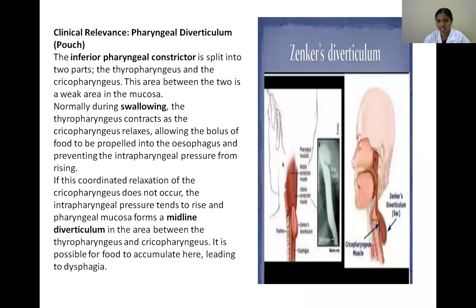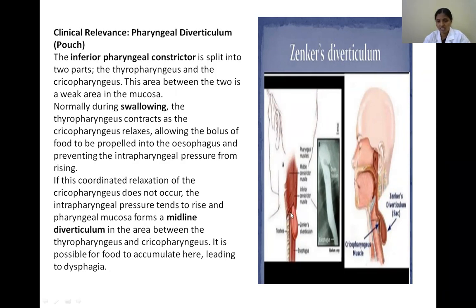So this peristalsis extends up to the thyropharyngeus. The thyropharyngeus acts as a propulsive contraction, whereas the contraction of the cricopharyngeus is constriction. During swallowing, the thyropharyngeus is contracted, whereas the cricopharyngeus is relaxed. Thereby the food bolus extends down to the esophagus. So this is the normal phenomenon during swallowing.